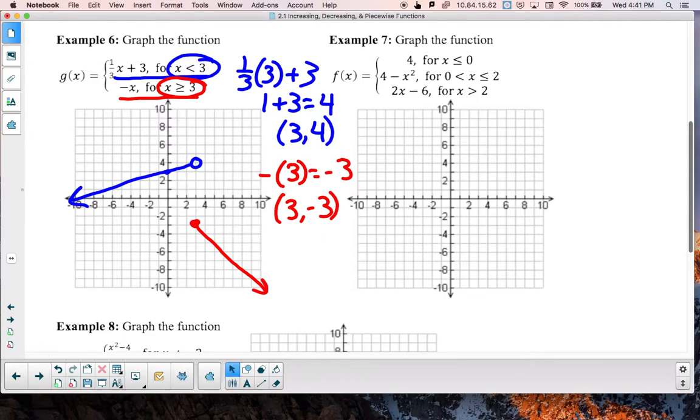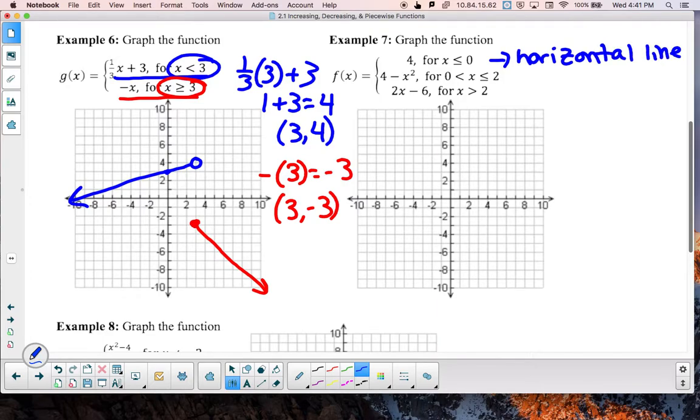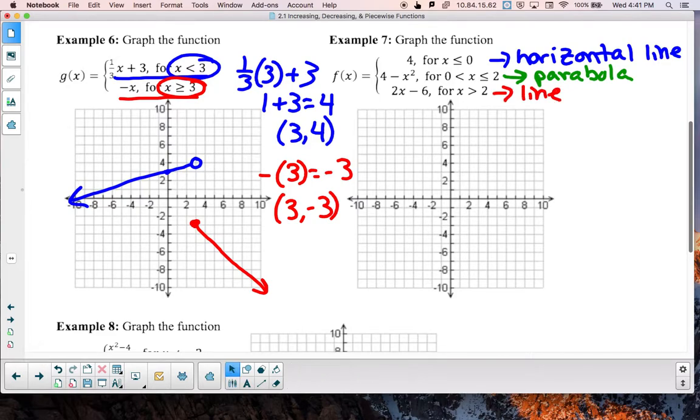Now, for this next one, we have 3 different functions as part of our piecewise function. So this top one, we know this is a horizontal line. Our middle equation would give us a parabola. And then the bottom one is a regular line with a slope. So we know that for a horizontal line, when x is less than or equal to 0, it's going to be 4. So I can draw that horizontal line. I'm going to have a dot at x equals 0.